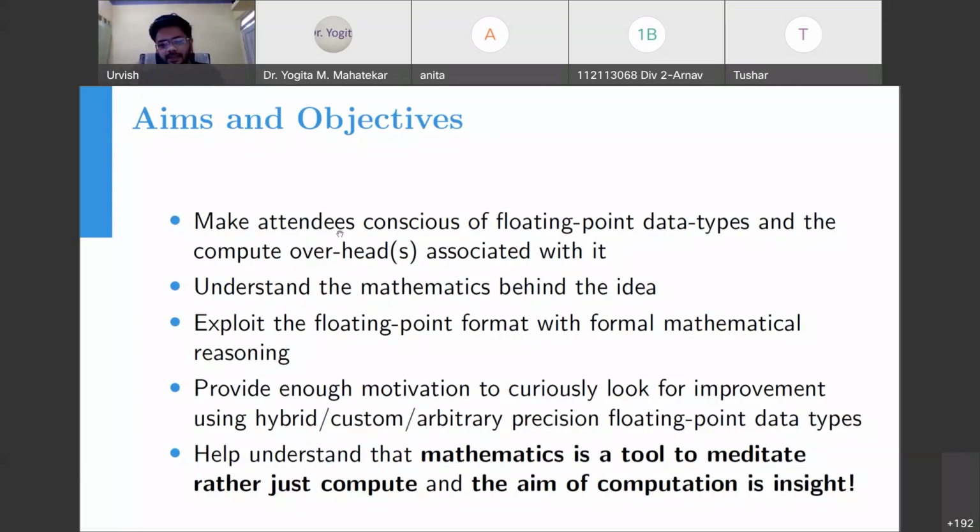mathematics is a tool to meditate rather than just to compute. This is a quote which I adopted from the book Fooled by Randomness by Nassim Nicholas Taleb. It's quite an interesting book. I suggest everyone read it. It is just off the topic, but quite a well written book. There's also a quote which says that the aim of computation is insight. Quite a deep quote, but I hope you'll be able to correlate today's talk with these quotes.